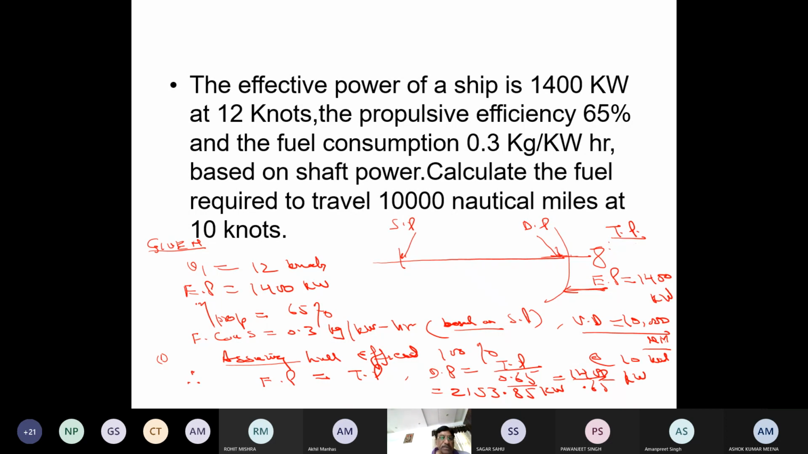ऐसे यहाँ ट्रांसमिशन लॉसेस नहीं है। क्योंकि दिया नहीं है, हम मान रहे हैं कि छोटा सा जहाज है, छोटा सा इंजन है, 1400 किलोवाट। It is like a lifeboat engine only. हो सकता है लाइफ बोट का ही हो ये क्वेश्चन। Anyway, no losses, इसका मतलब delivered power and shaft power is same. Therefore delivered power is equal to shaft power is equal to 2153.8.